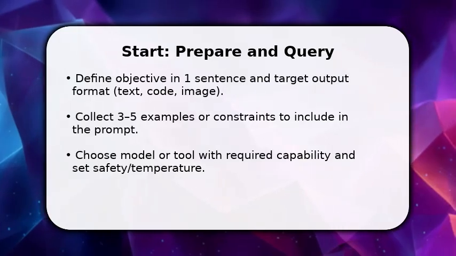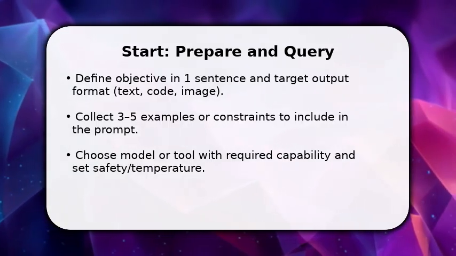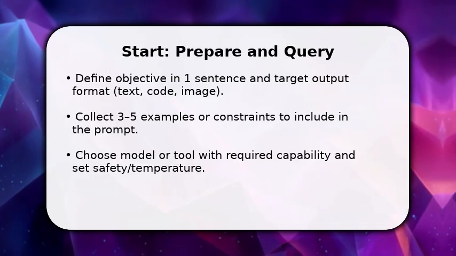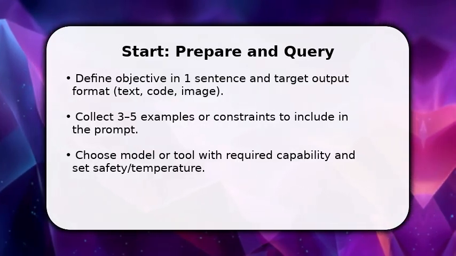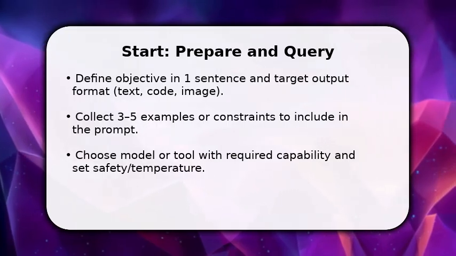You begin by clarifying what success looks like. Say the exact output you need and why it matters. Once done, gather 3-5 concrete examples or constraints to anchor the model, and pick the right AI tool or model that supports your format and safety settings.